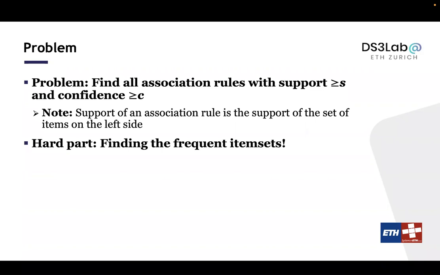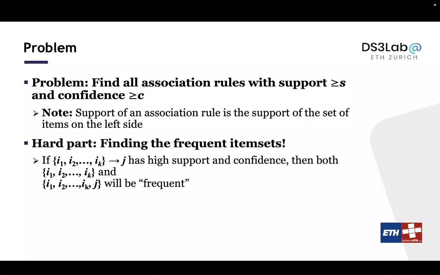So the hard part, to really understand this problem, is to try to find all the frequent item sets, all the item sets with a support higher than some threshold. If you think about why: if I have a rule I1 to IK pointing to J, assuming this rule is interesting in the sense that it has a high support and high confidence, it actually means two things. It means the left-hand side needs to be frequent, and also the whole thing, I1 to IK plus J, also needs to be frequent.